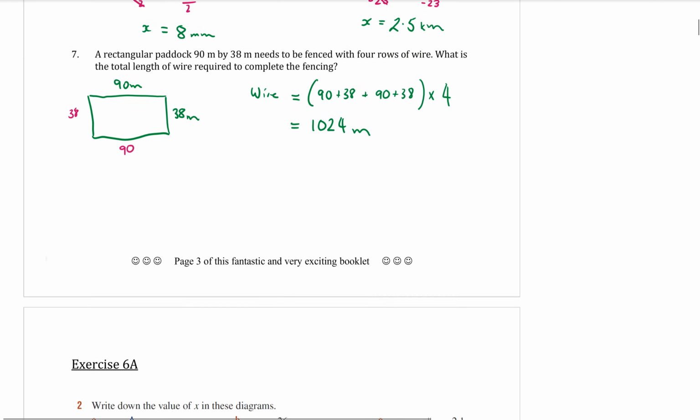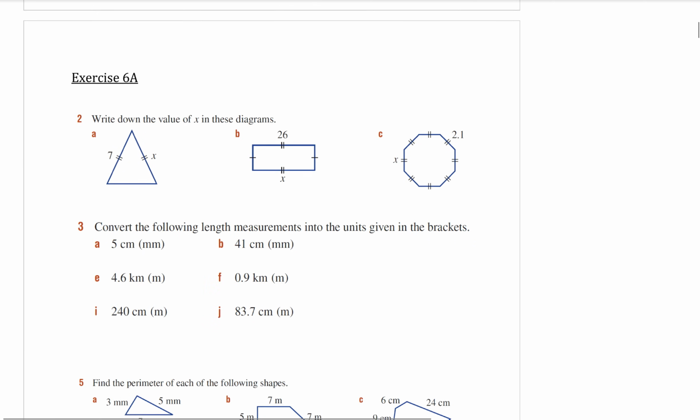Okay, so this is where you start. Have a go at doing some of these.